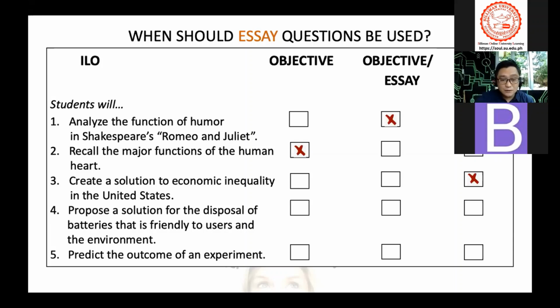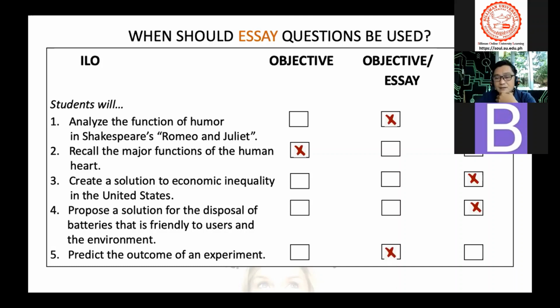Propose a solution for the disposal of batteries that is friendly to users and the environment. What do you think is the best method of assessment or type of assessment for this ILO? Okay, this is most ideal again for an essay, okay? And finally, number 5, predict the outcome of an experiment. So when we ask students to predict the outcome of an experiment, this can be done by multiple choice, A, B, C, D, what's the next outcome?